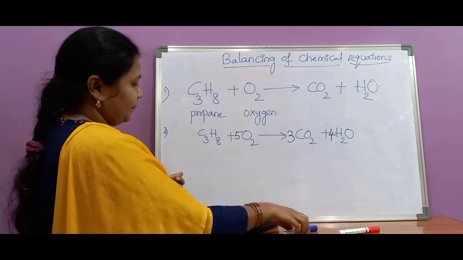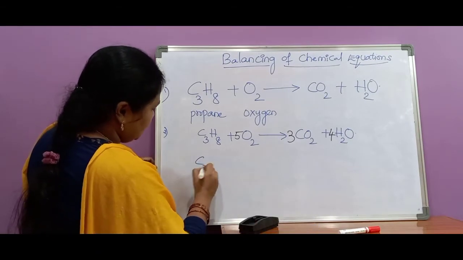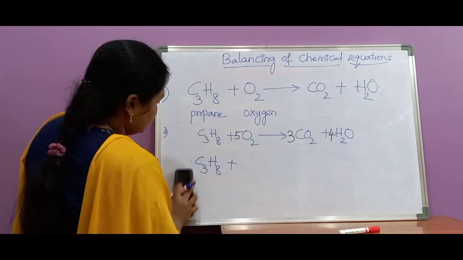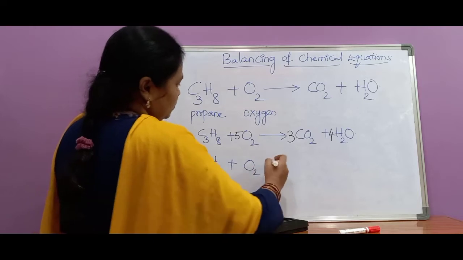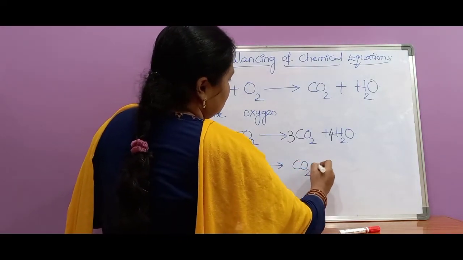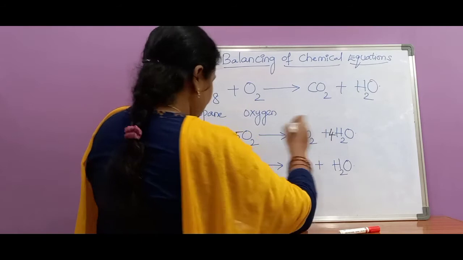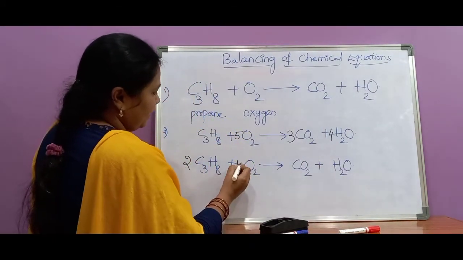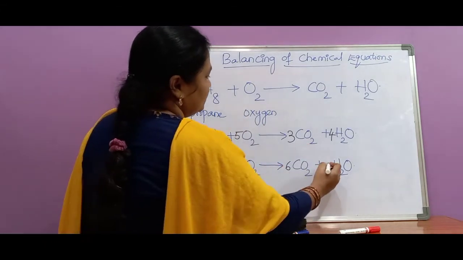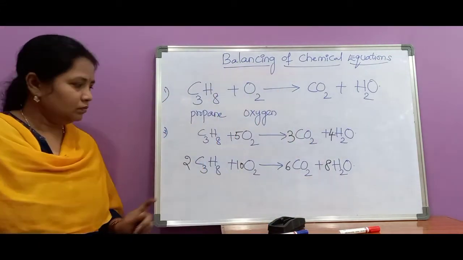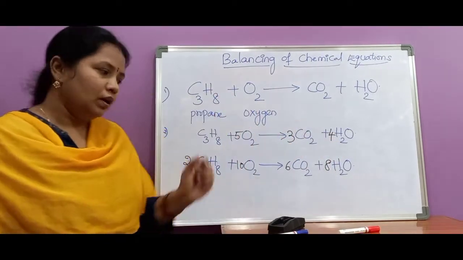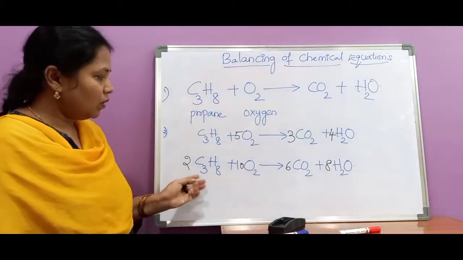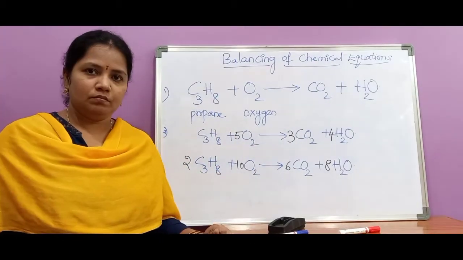Now, one of my students, when I asked to balance this equation, he has written like this. C3H8, and afterwards O2 gives rise to CO2 and H2O. He kept some coefficients here like this: 2, 10, 6, 8. Instead of 5, 3 and 4, he has written 2, 10, 6 and 8 as the coefficients.